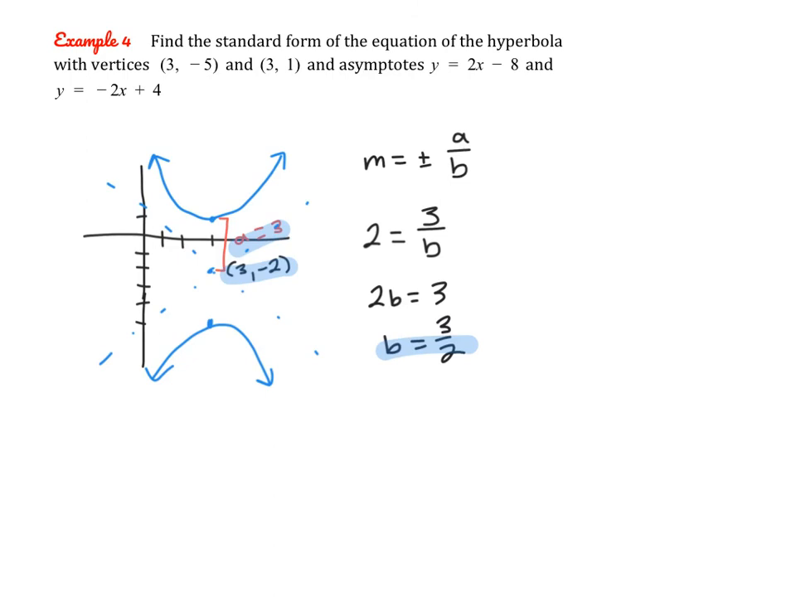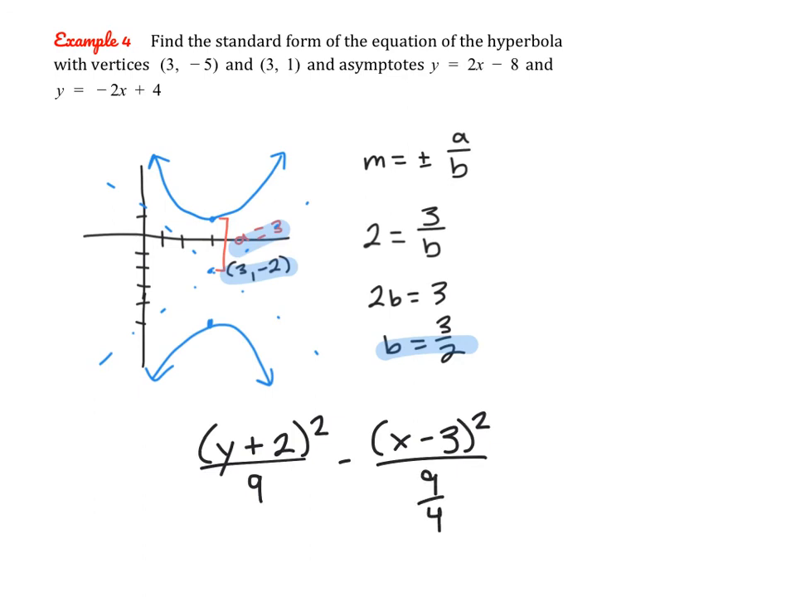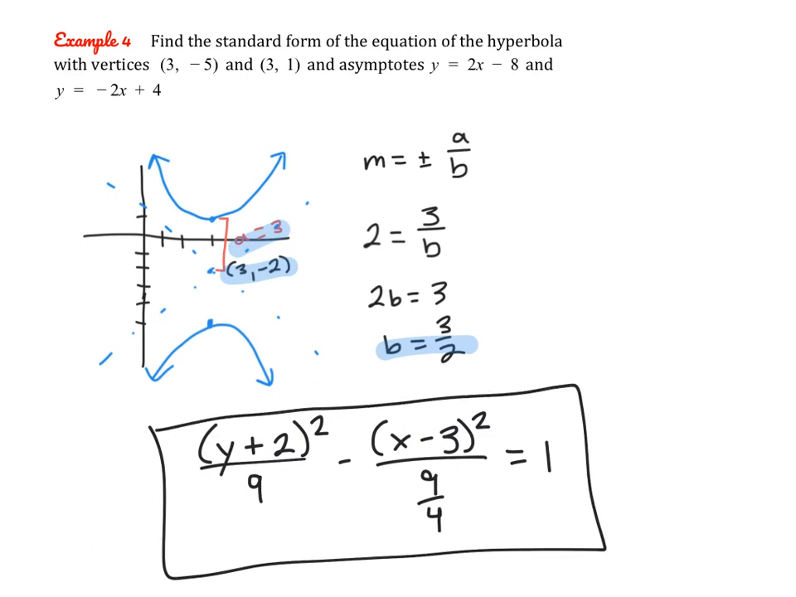So we can say (y minus k) squared over a squared, and remember, y has to come first because it is a vertical hyperbola. a squared is 9, minus (x minus h) squared over b squared. We'll just say over 9 over 4. And we can leave it like that. That's completely fine in this case to have a complex rational expression equals 1. And this is the equation of our hyperbola.